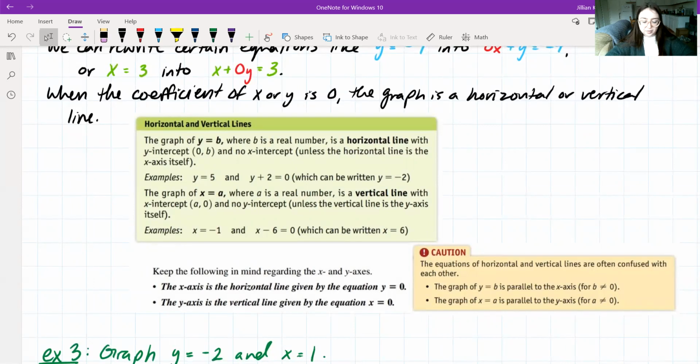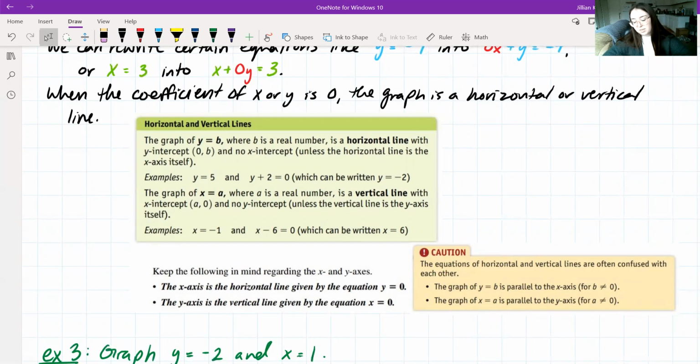The graph of x equals a, where a is a real number, is a vertical line with the x-intercept (a, 0) and no y-intercept, unless the vertical line is the y-axis itself, meaning the only place that would be true would be at the origin. So examples, x equals -1 and x minus 6 is equal to 0, which we just rewrite as x equals 6. So we want to keep the following in mind regarding x and y axes. The x-axis is the horizontal line given by the equation y equals 0, and the y-axis is the vertical line given by the equation x equals 0.